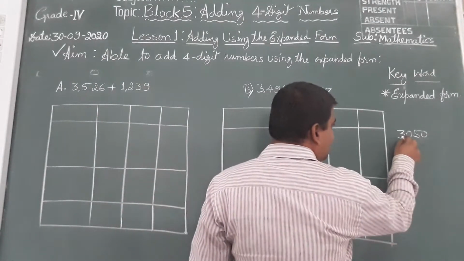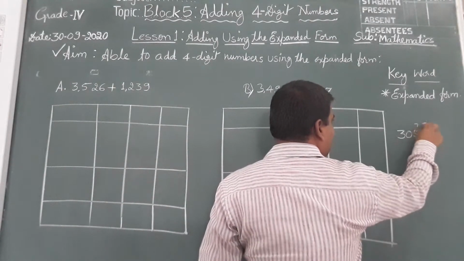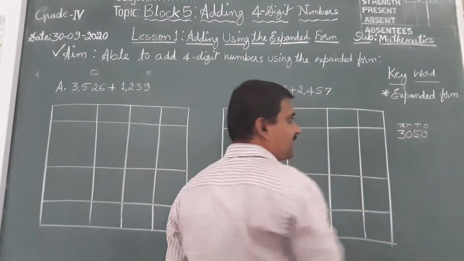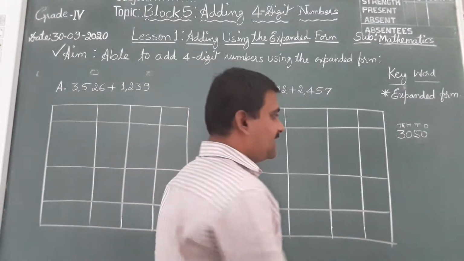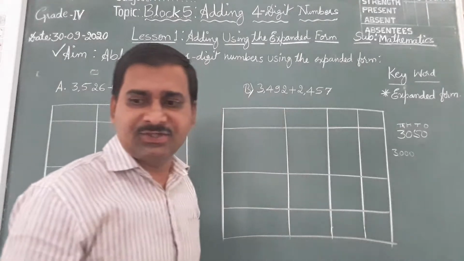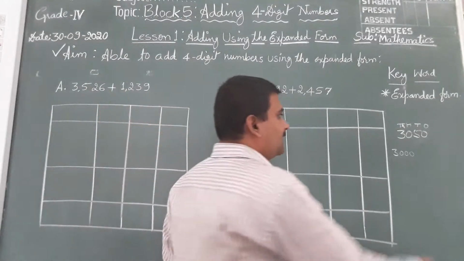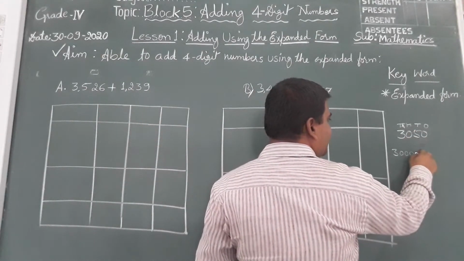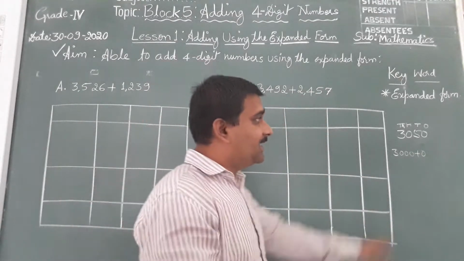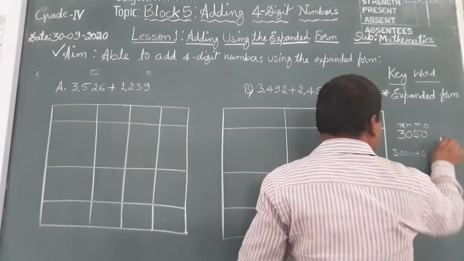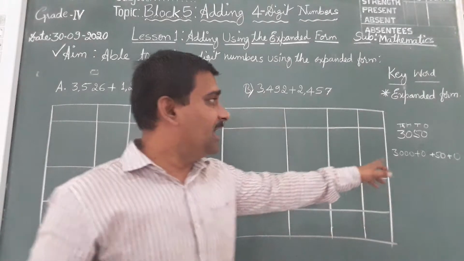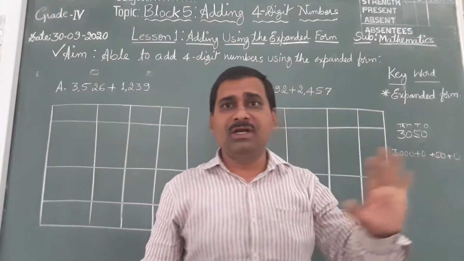How to expand? This is the ones place, tens place, hundreds place, thousands place. The 3 is in the thousands place, that's why it is 3000. Easily you should expand. And in the hundreds place there is no number, so don't write it. In the tens place there is 50, so you should write 50. And in the ones place 0. Where there is a 0, you should not write any number.